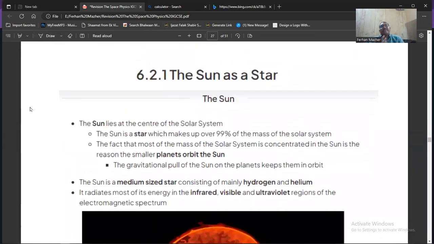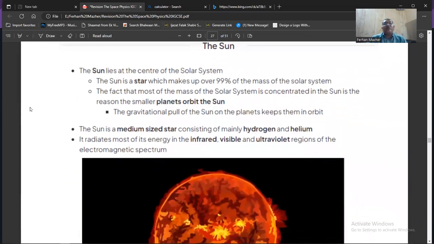The sun as a star. The sun lies at the center of the solar system. The sun is a star which makes up over 99% of the mass of the solar system. The fact that most of the mass of the solar system is concentrated in the sun is the reason the smaller planets orbit the sun. The gravitational pull of the sun on the planets keeps them in orbit.